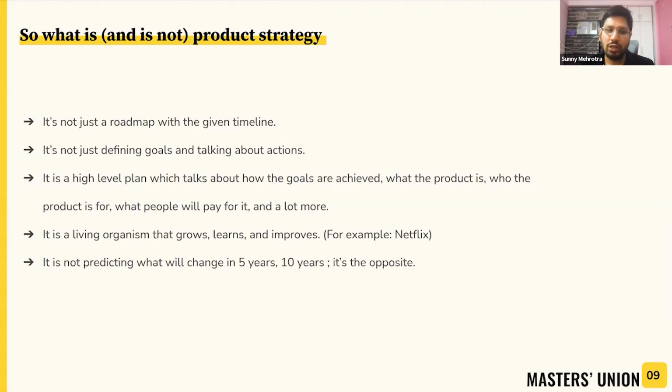No company, no individual would have incorporated COVID-19 in their planning or in their strategy in any capacity. So it's very, very difficult to predict the future. Today, we cannot predict what will happen in 2027, but we can definitely predict what will not change. And that's what Jeff Bezos said, that I don't know what will change in the next 5 years, but I know 3 things that will not change in the next 5 years.